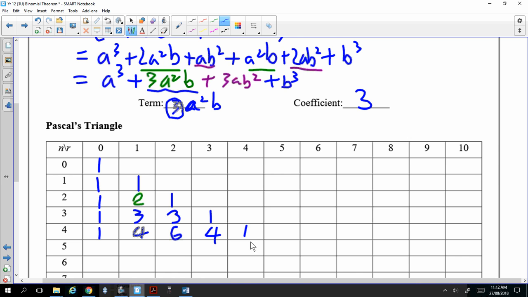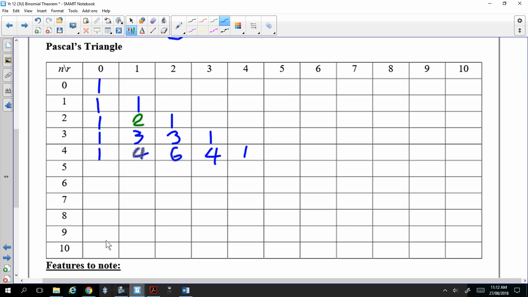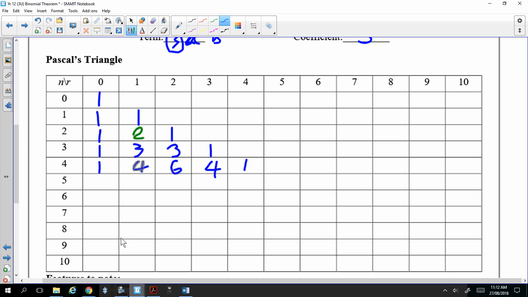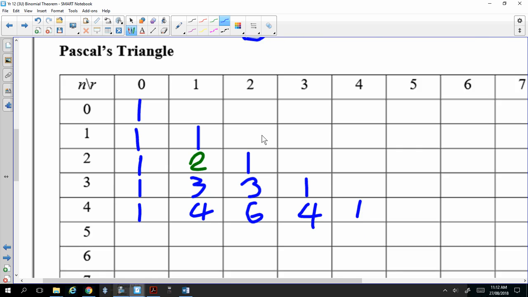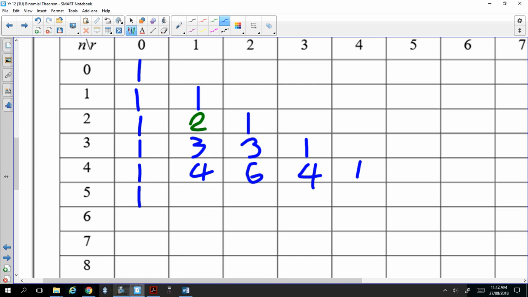And then keep going until you get to row 10. All right, have a try. Practice this. Take your time to add it. Use a calculator where necessary. So it starts with 1, 5, 10, 10, 5, 1.